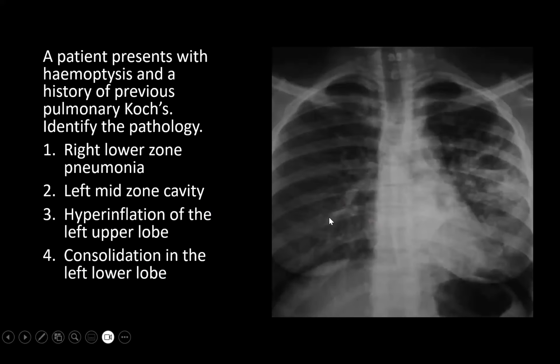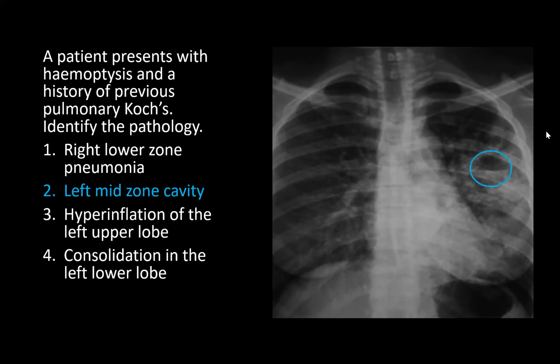This globose kind of appearance, or leather water bottle kind of appearance, may not be present. Here, a patient is presented with hemoptysis and a history of previous pulmonary Koch's or tuberculosis. Identify the pathology. Is there a right lower zone pneumonia? Is there a left mid zone cavity? Is there hyperinflation of the left upper lobe, or is there a consolidation in the left lower lobe?